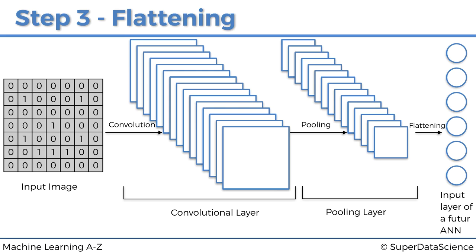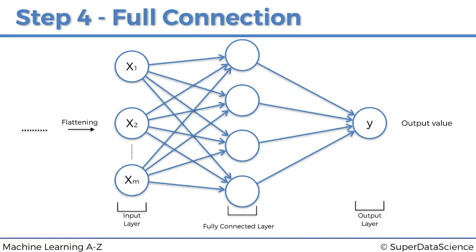So to summarize, we have all our feature maps in the pooling layer, we apply the flattening step, and we get this huge single vector that contains all the different cells of all the different feature maps, and this single vector is going to be the input layer of a future ANN, the ANN that we know from the previous section, that is a classic ANN with fully connected layers.